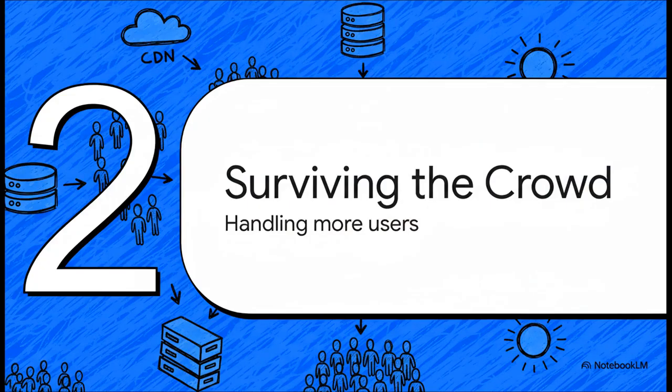But then success happens. Your user base starts to grow, and as that traffic starts pouring in, that one little server starts to choke. It becomes a bottleneck. This is really the first big growing pain, and it forces you to make a decision about how you're going to handle this new load.